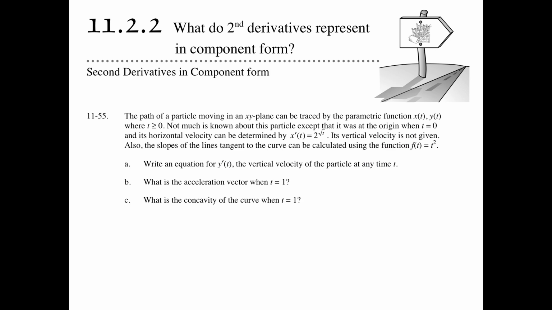Problem 11-55 is a clever problem. It feels sort of like a puzzle because the given information includes an initial position, the horizontal component of the velocity function, not the vertical component, and the equation of the slopes of the tangent lines, which stealthy students will recognize to be dy over dx, and then use that relationship to determine the vertical component of velocity and work from there.